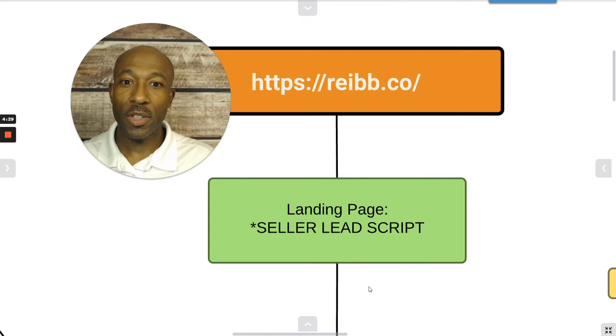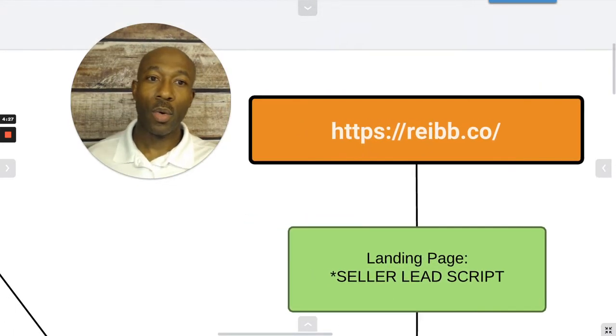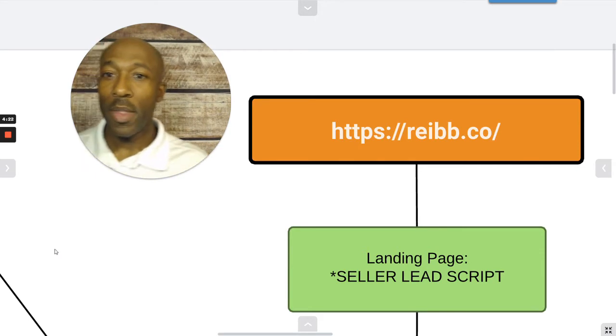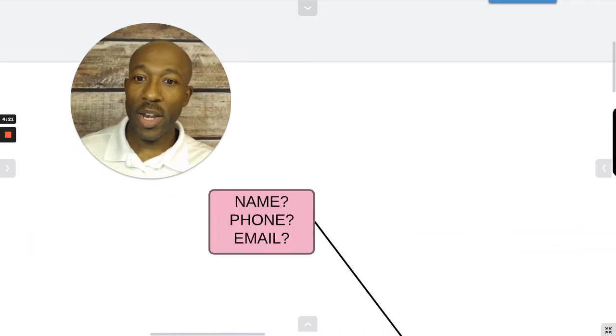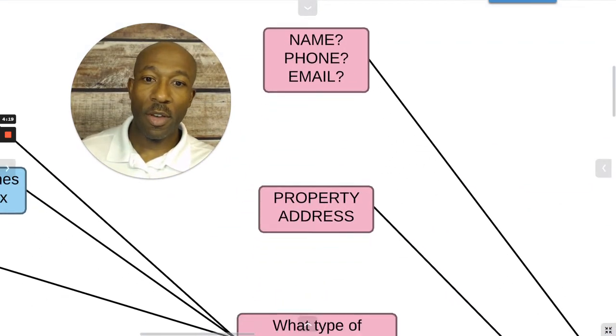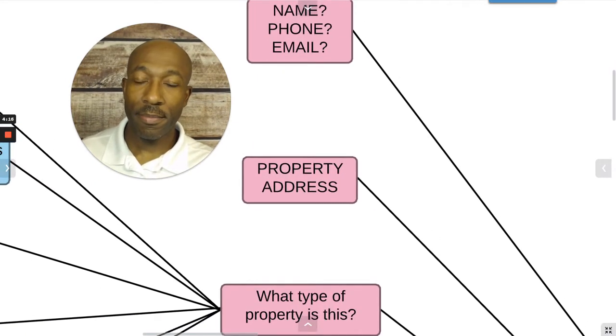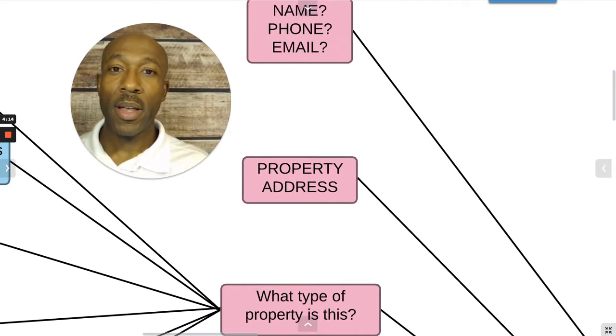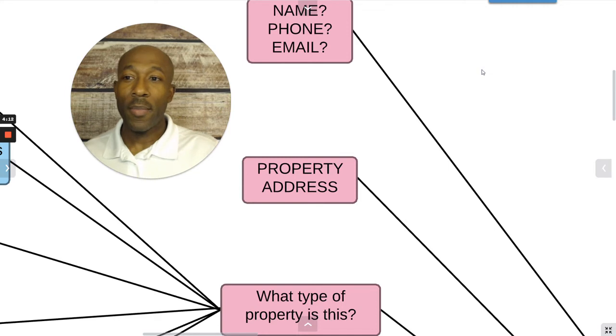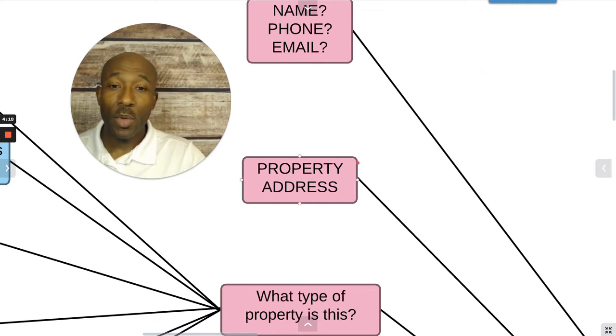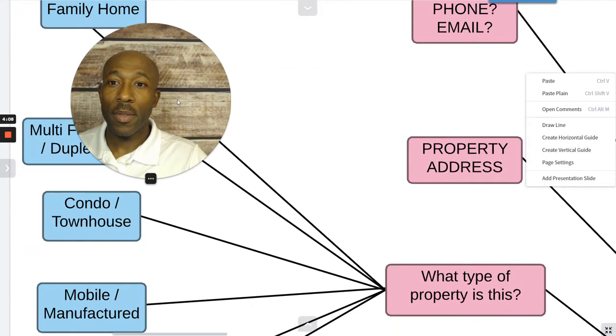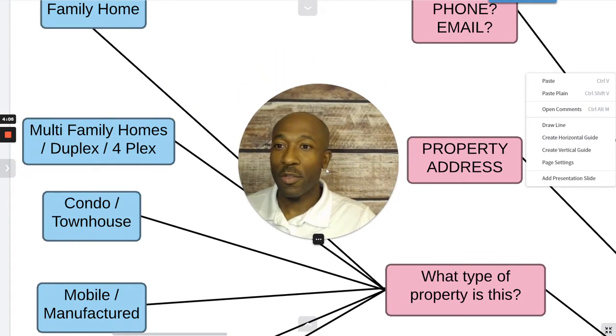And you're effectively starting off with your short link, your domain. The page is called the seller lead script. We're going to kick things off right out of the gate with the name, email, phone number, and property address. Pretty straightforward. We want to get the bare minimum out of the way and added to the system. But we do want to know what type of property it is, right? Let's look at how we can get this information figured out.